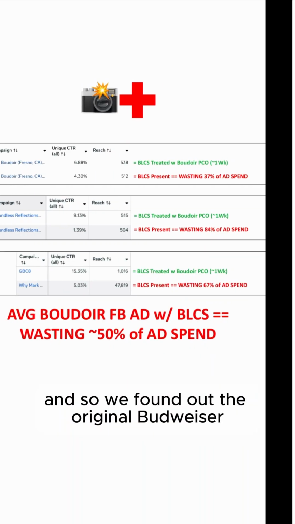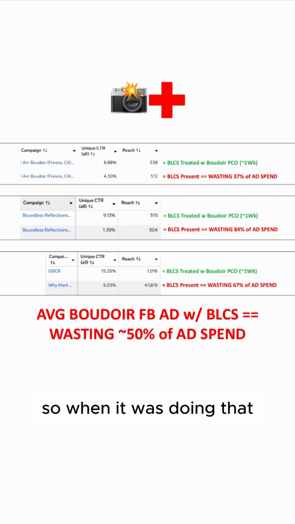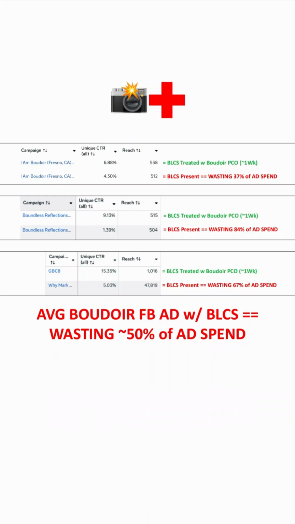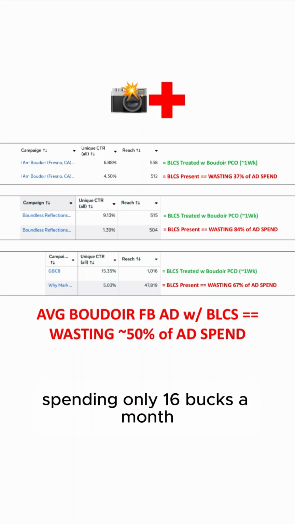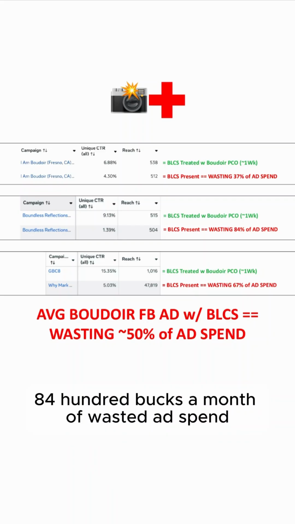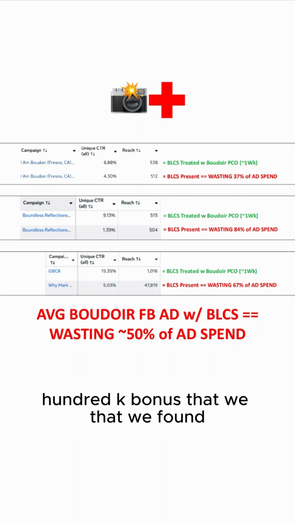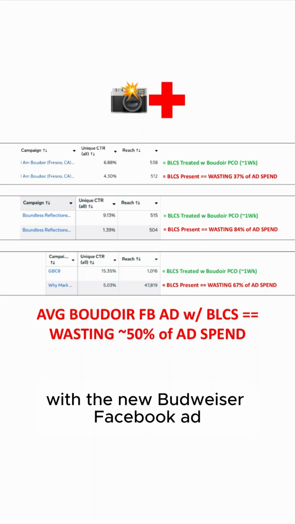And so we found out the original Boudoir Facebook ad was wasting 84% of its ad spend. Basically, the original Boudoir Facebook ad spent 10 grand a month. Instead of doing that, we can run the Boudoir Pico treated ad spending only 1,600 bucks a month. So what are we doing here? Eliminating that 8,400 bucks a month of wasted ad spend and pocketing that. That's like a 100K bonus that we found by not wasting that money and spending 1,600 bucks a month with the new Boudoir Pico treated ad.